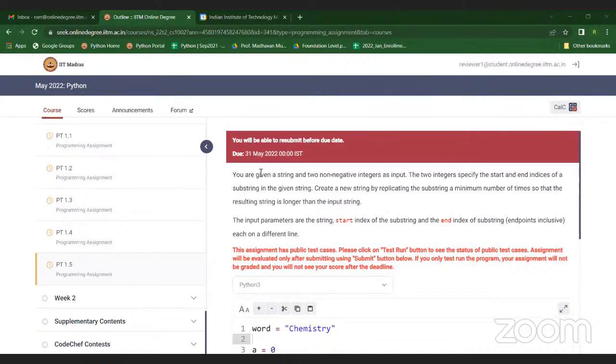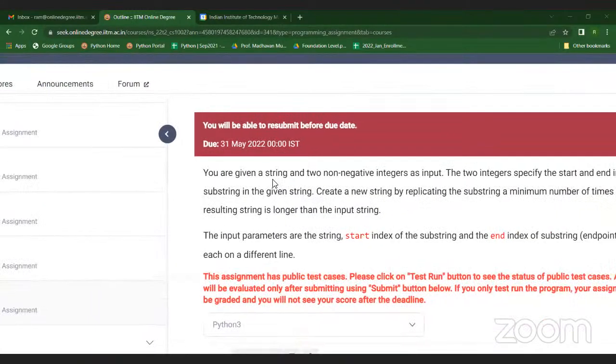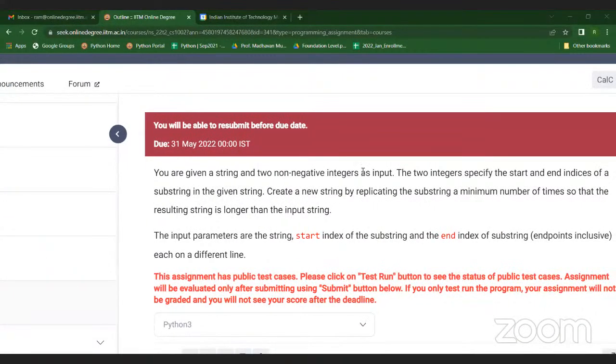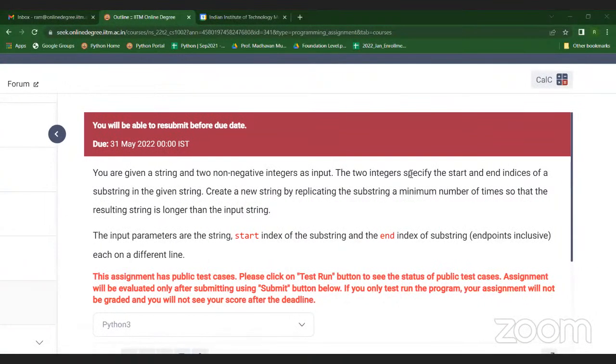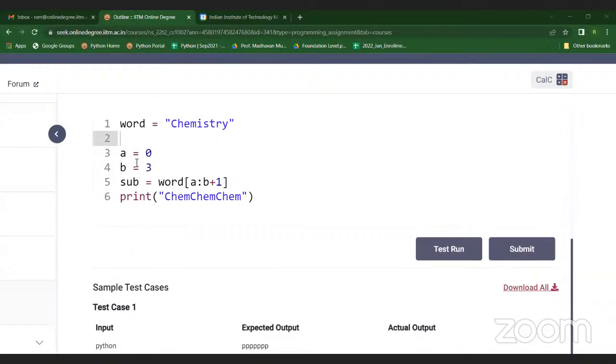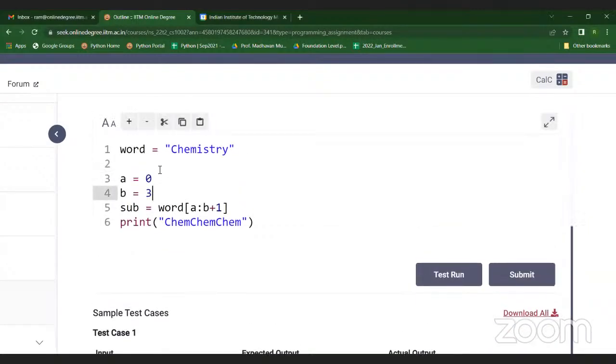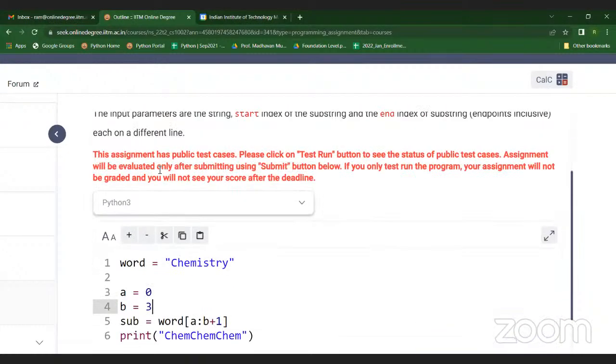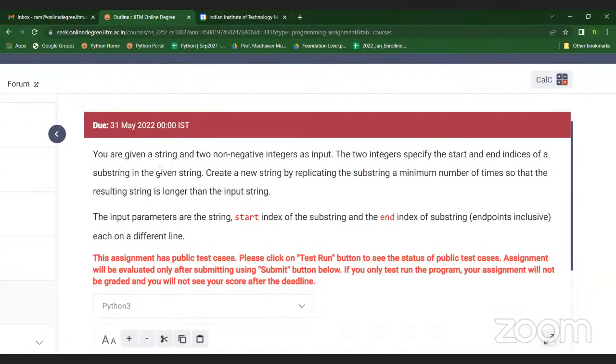Okay, let us look at the question. You are given a string and 2 non-negative integers as input. The 2 integers specify the start and end indices of a substring in the given string. So based on these 2 indices, I'll get a substring, right? Those 2 non-negative integers are this A and B. Until now it's clear.